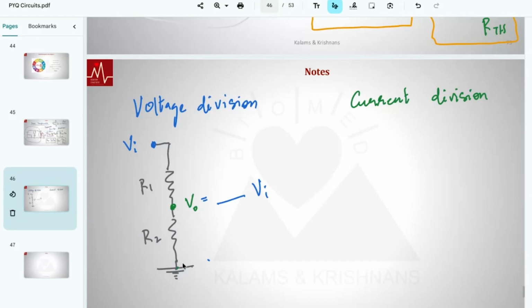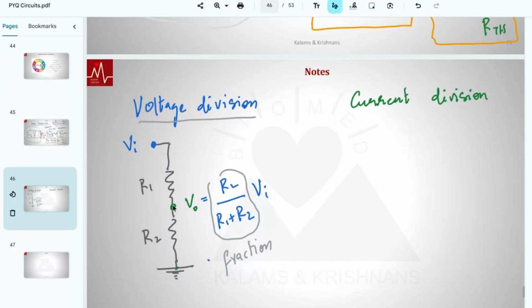The bigger this resistance, the higher this voltage drop. So you have R2 by R1. Notice this is a fraction. This is essentially a fraction. Output is a fraction of the input. This is known as voltage division. And when can you say that?